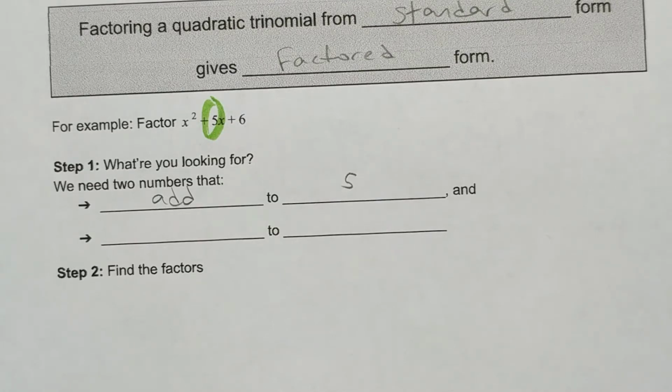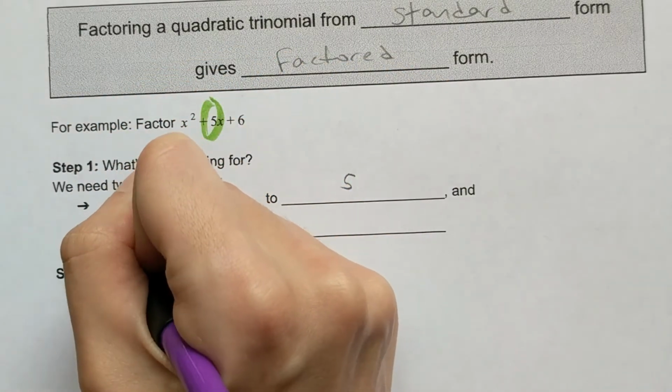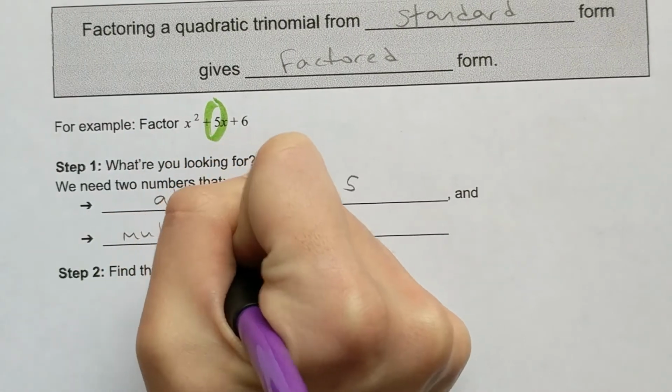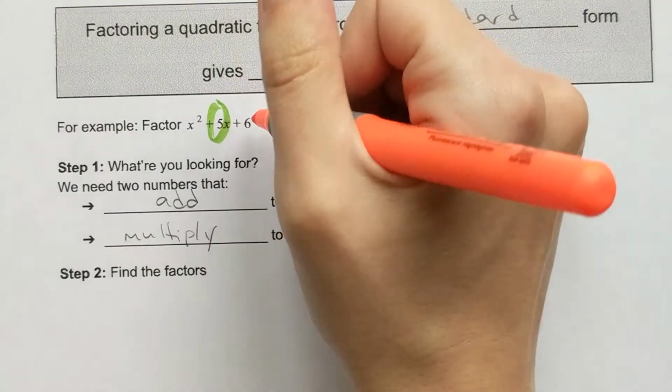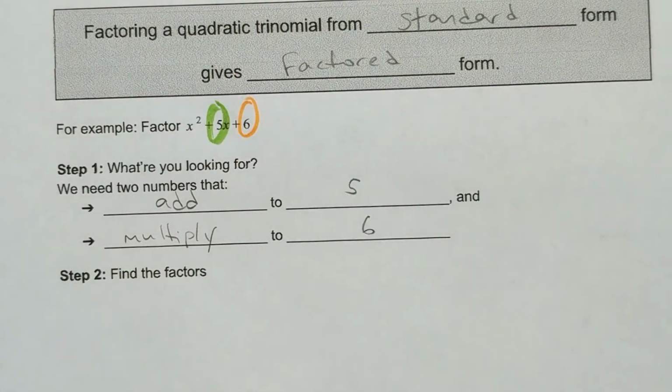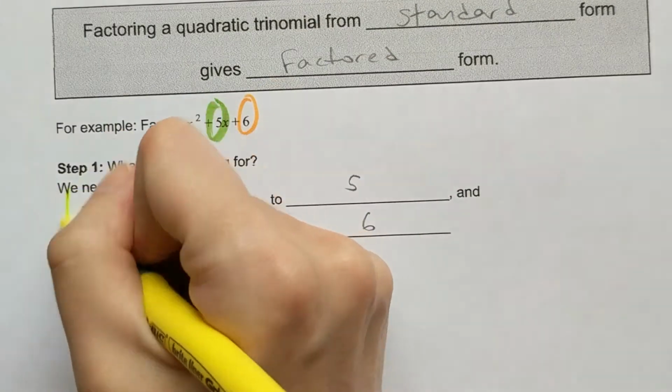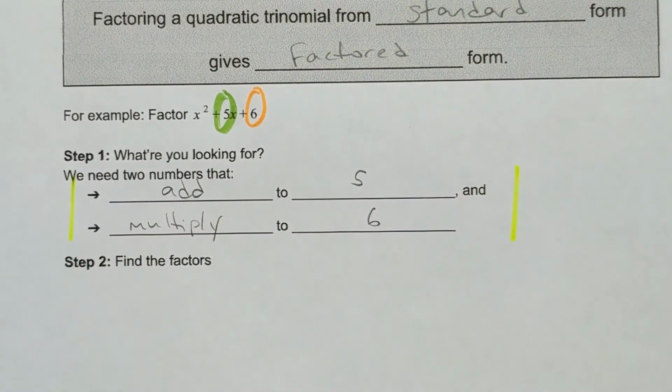I also need two numbers that multiply to 6. 6 is my last number. It's the one that doesn't have a coefficient. These are the rules of the game. We need the numbers that add to 5 and multiply to 6.